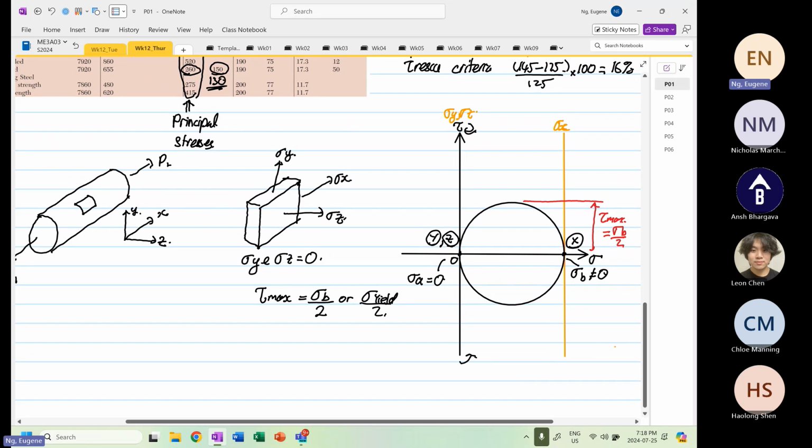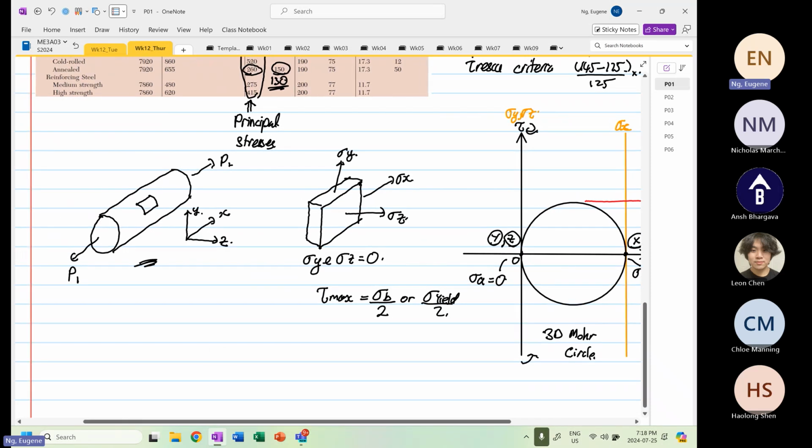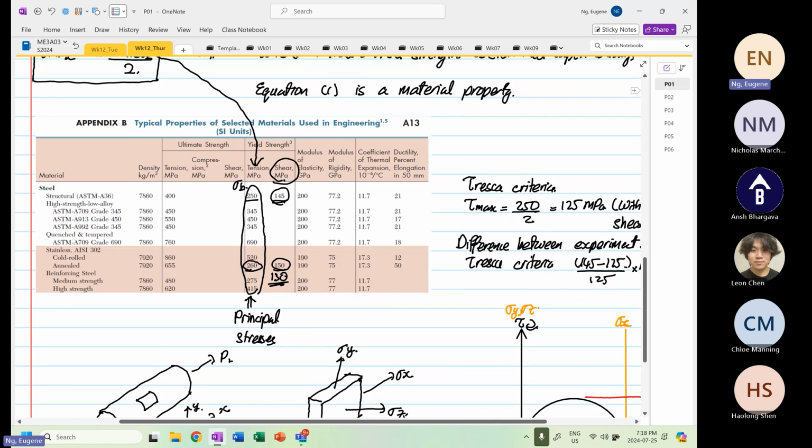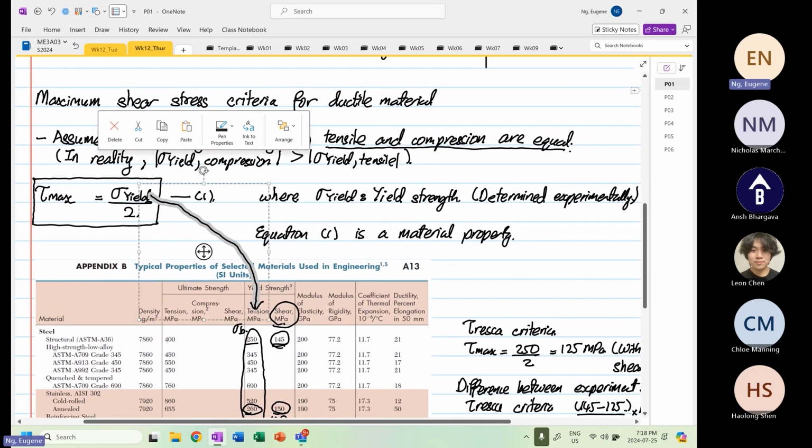Okay, so this is how we relate the Mohr's circle now. Again, what we have drawn down here, you can see that this is our 3D Mohr's circle. No doubt it's just one circle. It's one circle because of the uniaxial test, because stress Y and stress Z are equal to 0. So now the Tresca criteria: we know that equation 1 over here is from the experiment. It's stress U divided by 2.